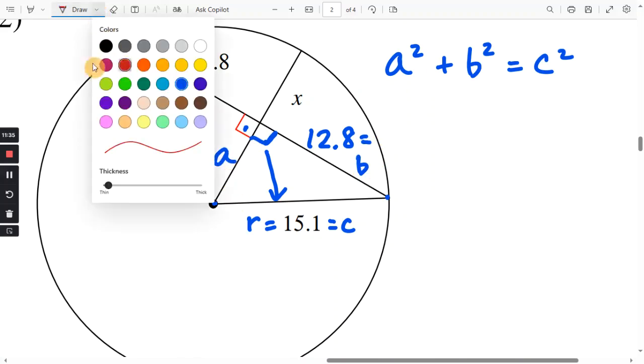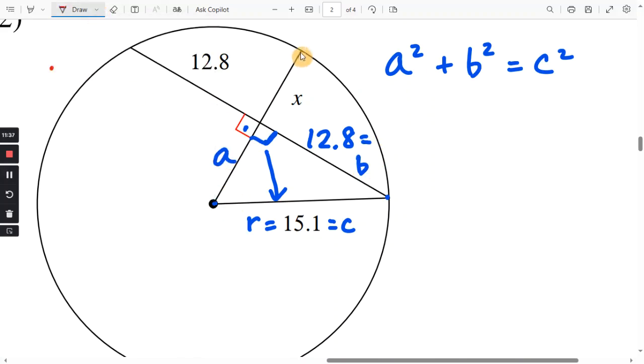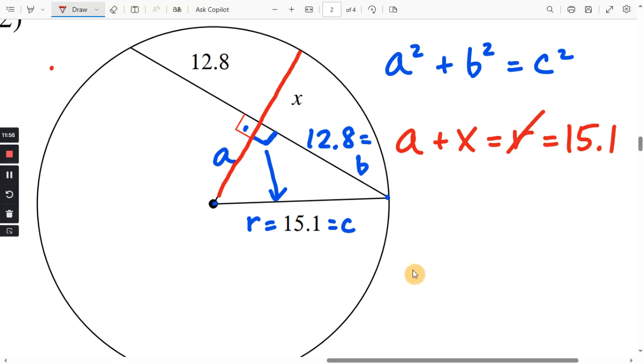And then right here, you can see this is also a radius. So A plus X is going to equal 15.1. All right, A plus X is also a radius. So that equals 15.1. All right, once you solve for A, plug it in here, and then you can solve for X.